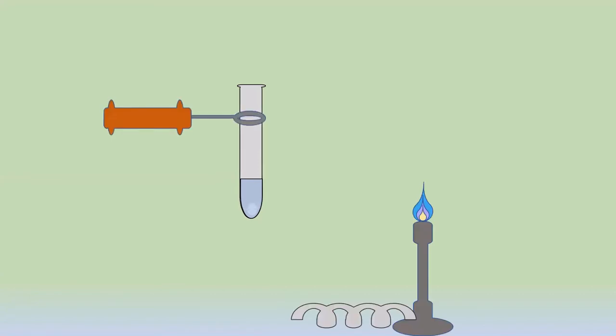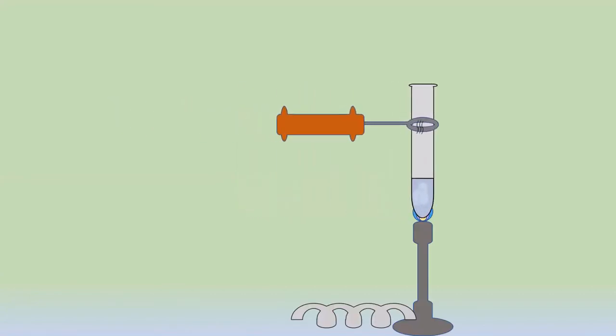You can see here there is a solid benzoic acid and there is water. We can see the benzoic acid is not dissolved in water. That is a condition for the selection of solvent. My compound should be insoluble in the water at room temperature. So now with the help of test tube holder, we can directly heat the solution.